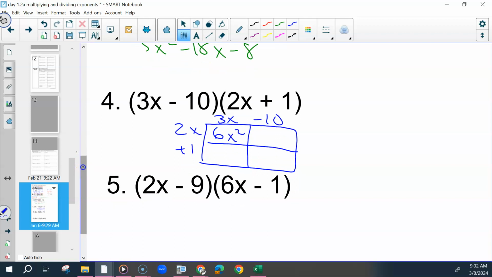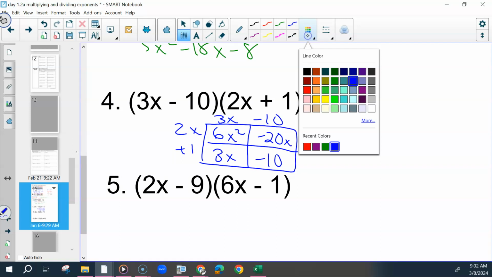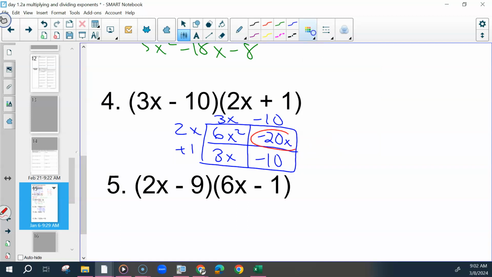And then 2x times negative 10. Negative 20x. 1 times 3x. 3x. And then 1 times negative 10. Negative 10. And then you could either take them out and rewrite them into 4 terms, then combine your like terms, or you can combine them while they're in the box. And then rewrite your final answer.